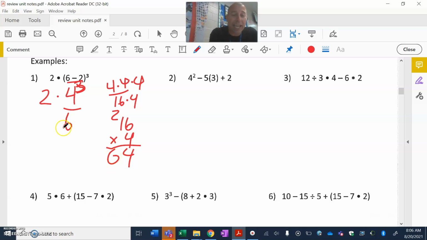Okay, so I can put that down. Again, bring down what I haven't used. I haven't used that multiplication symbol. I have not used that 2. Finish it off because there's only one last thing to do. 2 times 64. Well, it's a double.